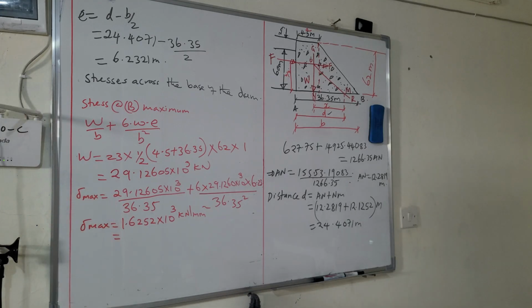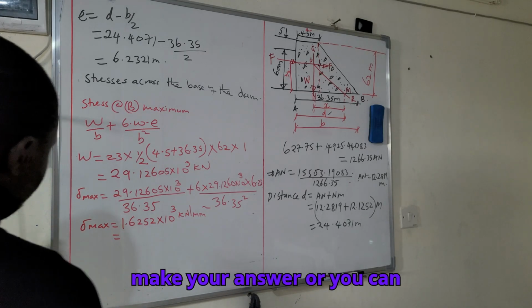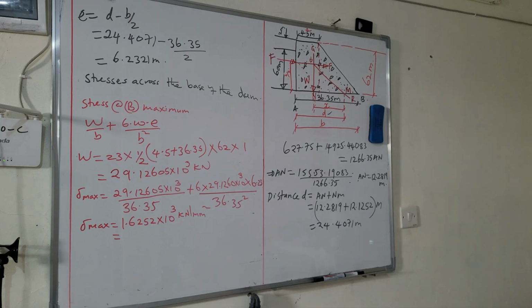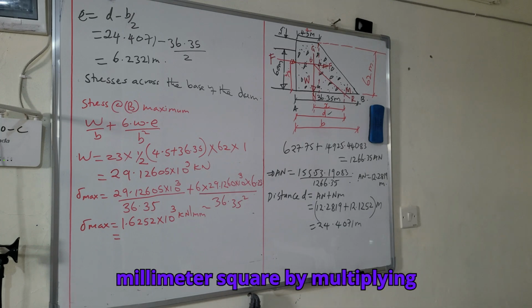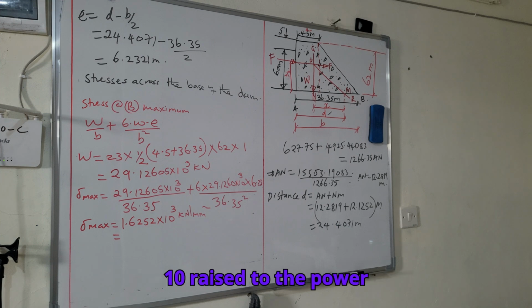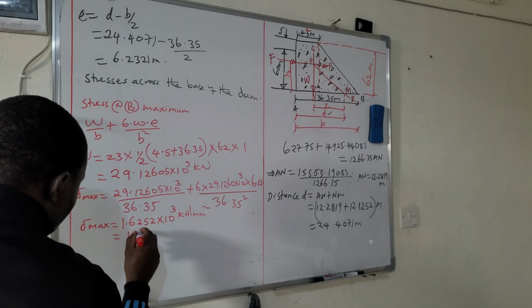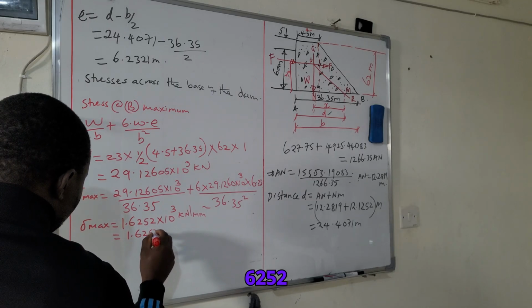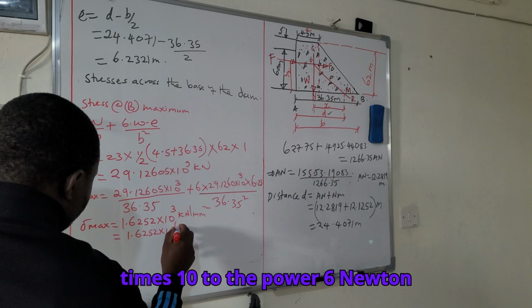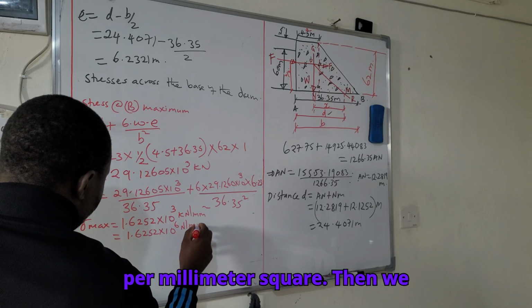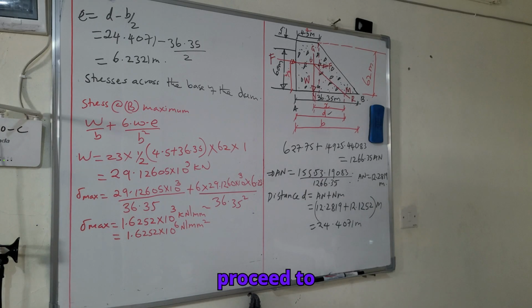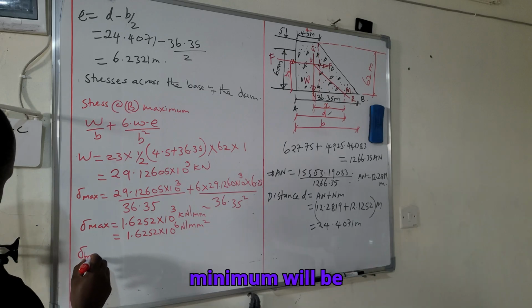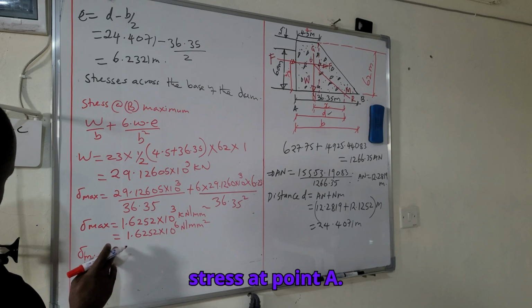Or you can convert your answer into Newton per millimeter square by multiplying by 10 raised power 3. So the answer will be 1.6252 times 10 raised power 6 Newton per millimeter square. Then we proceed to the minimum, which will be the stress at point A.